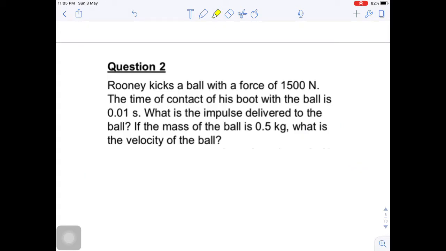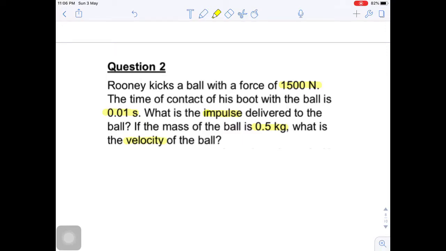Okay, let's read question number 2. Ronnie kicks a ball with a force of 1,500 Newton. The time of contact of his boot with the ball is 0.01 second. Okay, let's highlight the information. What is the impulse delivered? The question asks for the impulse delivered to the ball. If the mass of the ball is 0.5 kilogram, what is the velocity of the ball?